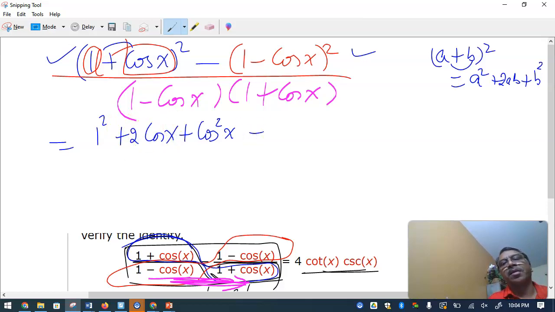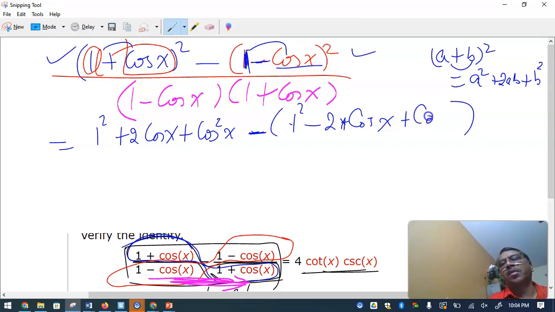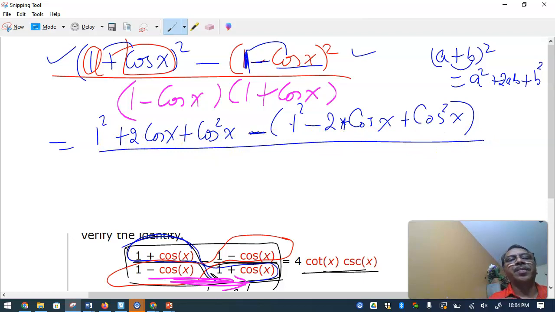The second one is, because there's a minus, you have to write the parenthesis. Square this, so 1 square. Now there's a minus, so the minus stays, so 2 times 1 times cosine, which is cosine of x, and square the cosine, so that's cosine square of x. And the denominator is of the form a minus b and a plus b, which is a square minus b square. So that will become 1 square minus cosine square of x.